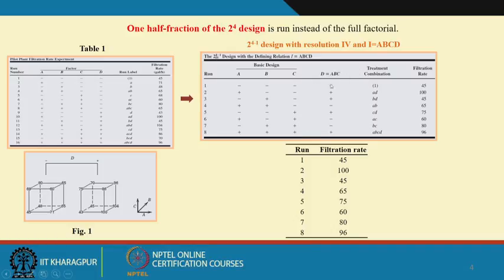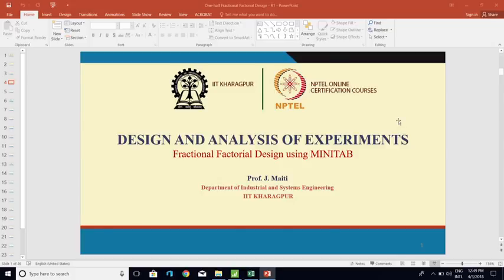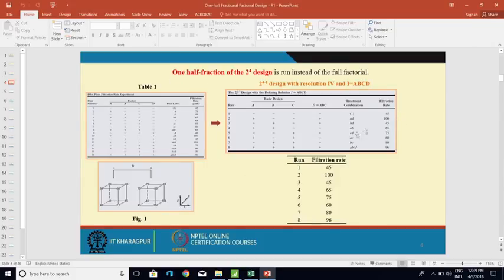For D it is just the product of these, as you know: minus, minus and minus, the product is minus; plus, minus, minus is plus. Similarly, minus, plus, plus, minus, plus, minus, minus, plus. So, the treatment combinations we have got from this table, and their corresponding filtration rate. Now we are going to show you how this can be analyzed through Minitab.